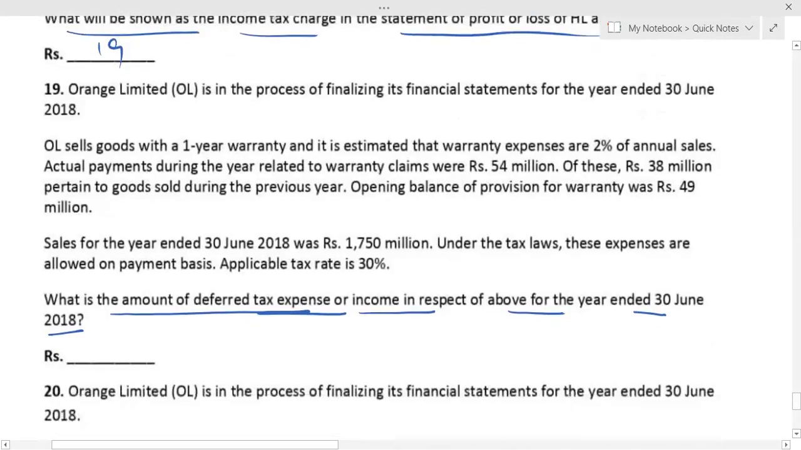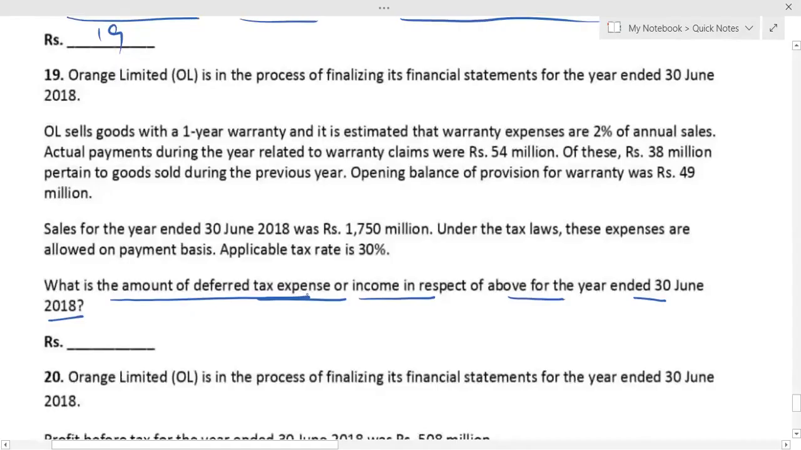Let's read. What is the amount of deferred tax expense or income in respect of the above for the year ended 30th June 18? Orange Limited is in the process of finalizing its financial statement for the year ended 30th June 2018. OL sells goods with a 1-year warranty. They do provide warranty, but only for 1 year. And it is estimated that warranty expense is 2% of sales. So 2% of the sale is the warranty expense.